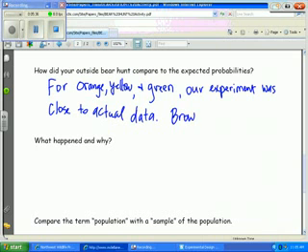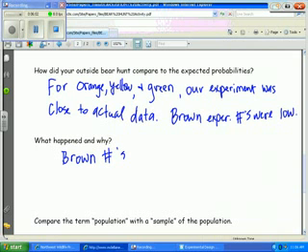Brown, the brown experimental numbers were very low. Okay? So what happened in Y? Well, that's kind of redundant. What our brown experimentals, our brown numbers were low. So our brown numbers were low. Why?